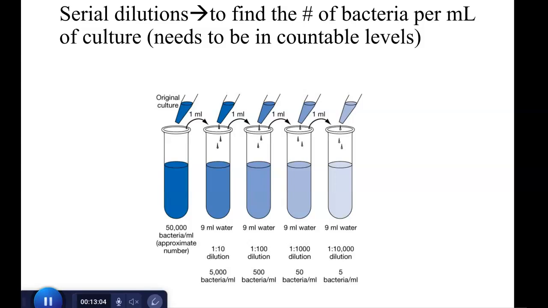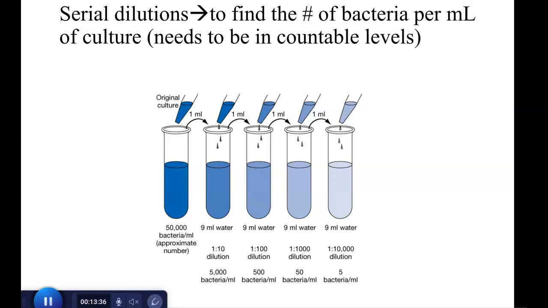We would take 1 mil from the original culture, put it in 9 mils of water. This would give us a 1 to 10 dilution. This theoretically could bring us down to 5,000 bacteria per mil. That is still way too many to count. So we're going to continue, and then we would take 1 mil from our 1 to 10 dilution, add it to 9 mils of water. This would give us a 1 to 100 dilution. Now we're in a little more quantifiable range of 500 bacteria, but that still is too many. So we would continue on with our dilution.